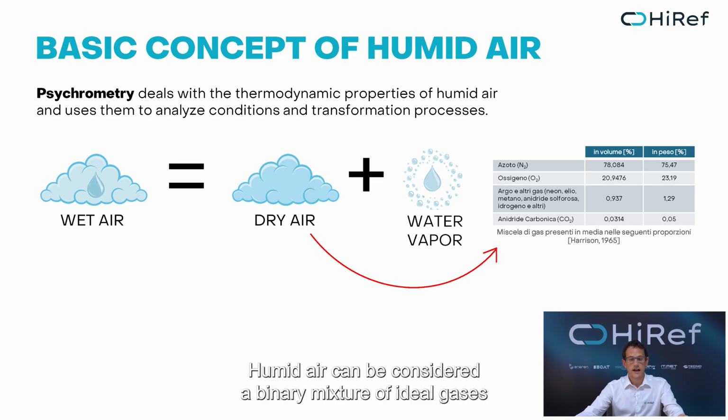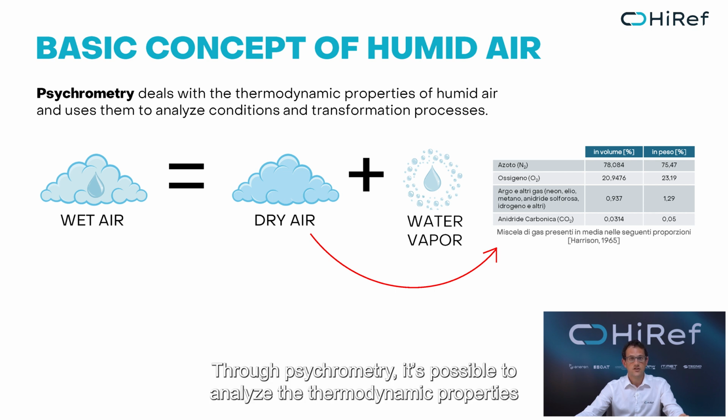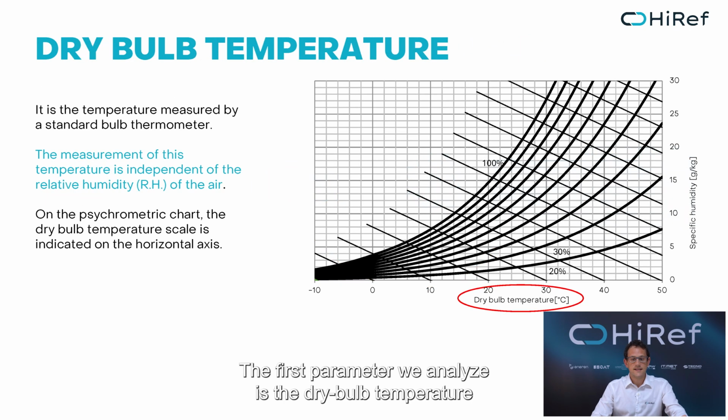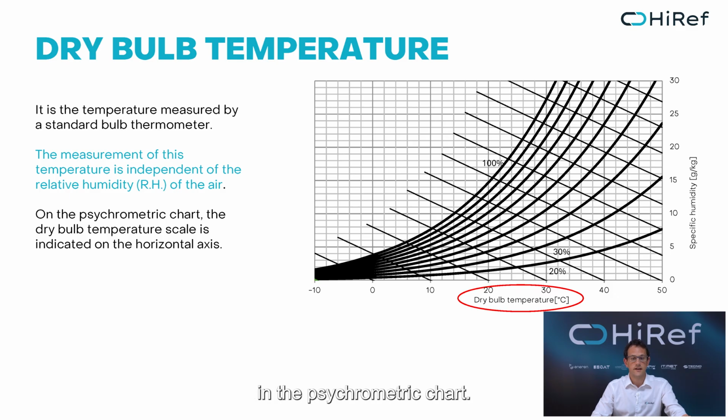Humid air can be considered a binary mixture of inert gases, dry air and water vapor. Dry air itself is a mixture of gases with constant properties. Through psychrometry, it's possible to analyze the thermodynamic properties and transformations of humid air within a system. The first parameter we analyze is the dry bulb temperature. That is the temperature measured by a thermometer. This value is independent of relative humidity and it is shown on the x-axis in the psychrometric chart.